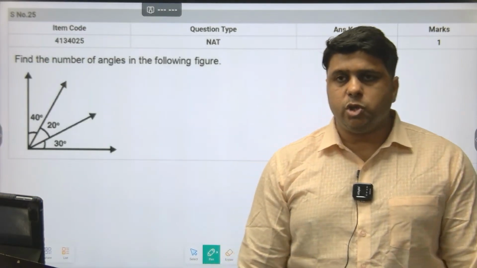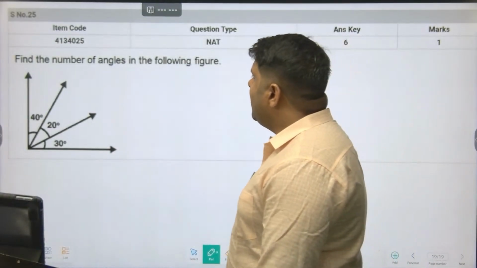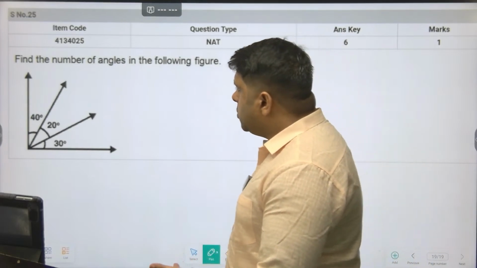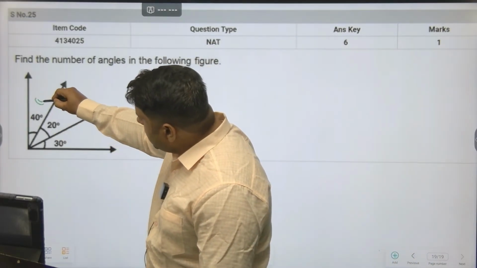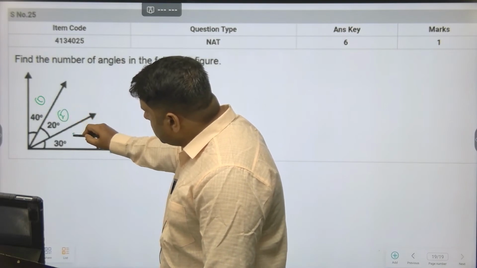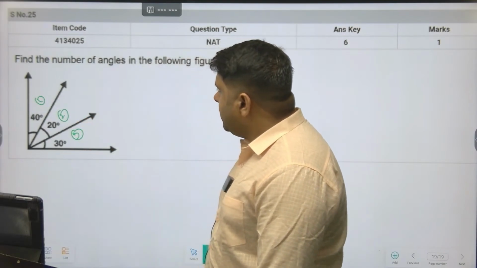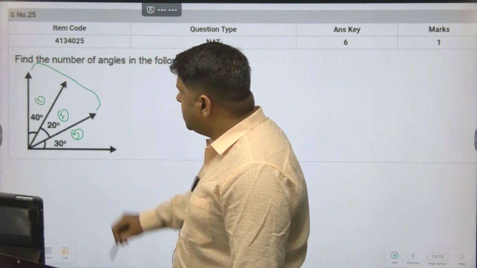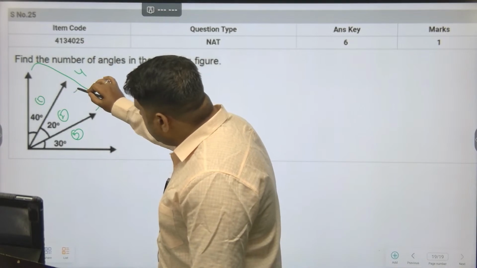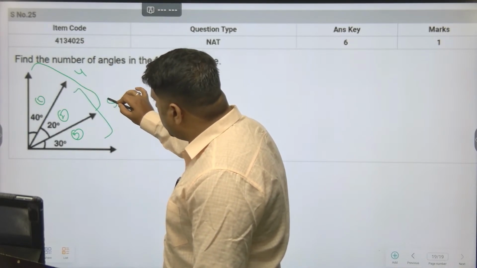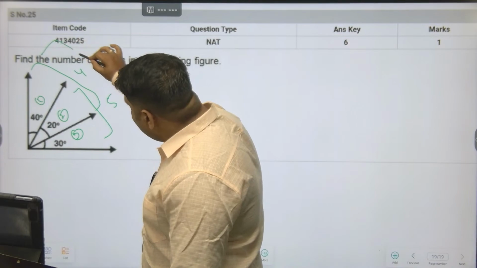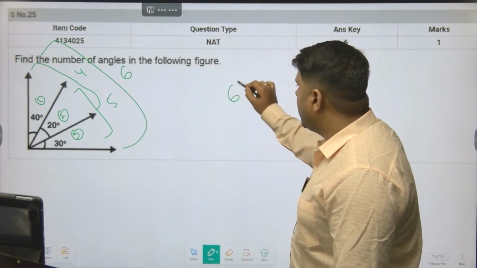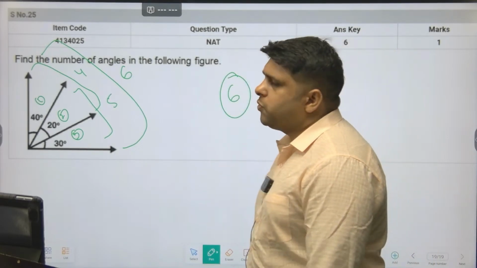And the last question of your exam: find the number of angles in the following figure. So basically it's a very simple question. If you see here, this is my 1 angle, this is my 2 angle, this is my 3 angle. So we are having 3 angles so far. One angle is getting formed by the sum of these 2 angles, so this is my 4 angle. Now the sum of these 2 angles is going to form another angle, and another angle is going to get formed by the sum of all these angles. So in total we are having 6 angles in this figure.